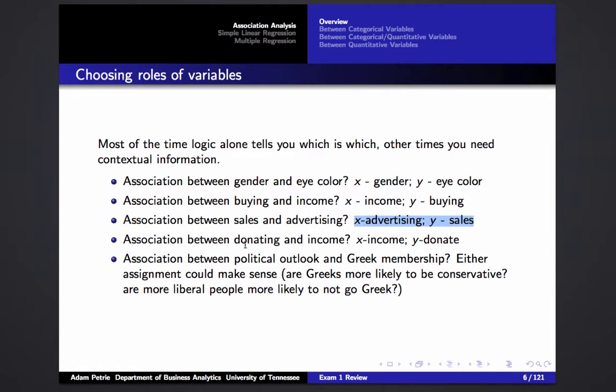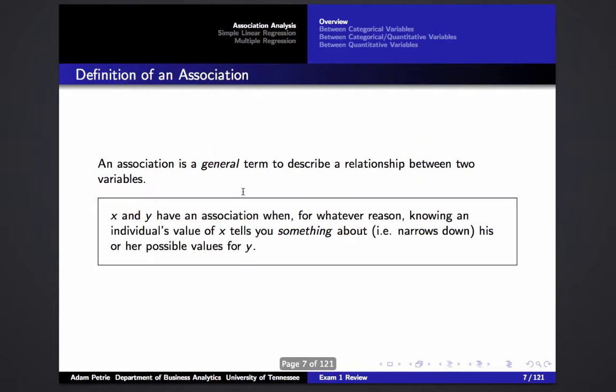Sometimes the analysis can really go either way, like if you were looking at the association between political outlook and whether or not someone had gone Greek. It might be interesting to use whether or not someone did go Greek to predict what their political outlook might be, conservative or liberal. Or it might be interesting to go the other way around. Based on someone's political outlook, using the political outlook as the x variable, can we predict whether or not someone would actually join a fraternity or sorority? So be comfortable with assigning variables into the role of x and y with the context of the problem given to you. It's a very important task.